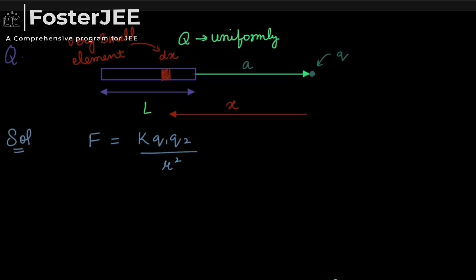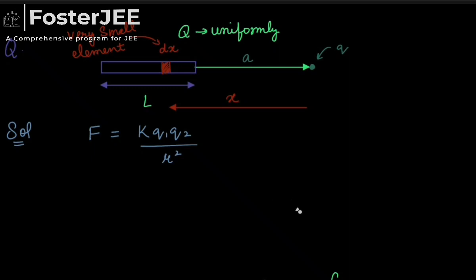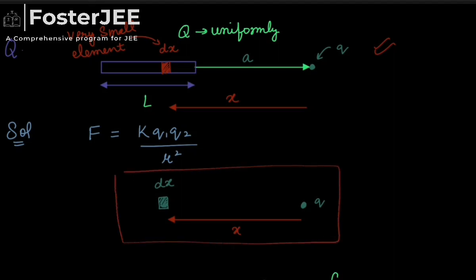Now we will draw this whole thing downward, that we have this x, a charge q is placed here, and here we have one element whose length is dx. Now forget about the original problem. Now our problem is this one, only this one.